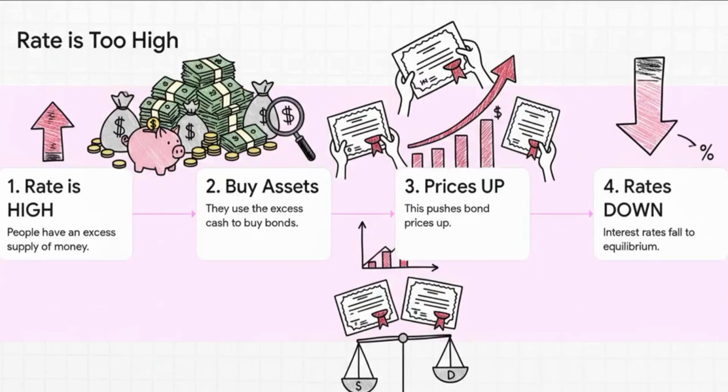Let's say the interest rate is way too high. Well, at that high rate, nobody wants to hold cash, right? They'd much rather own bonds that are paying a ton of interest. So there's an excess supply of money, too much cash lying around. What do people do? They take that extra cash and they rush out to buy bonds. All that demand pushes bond prices up.